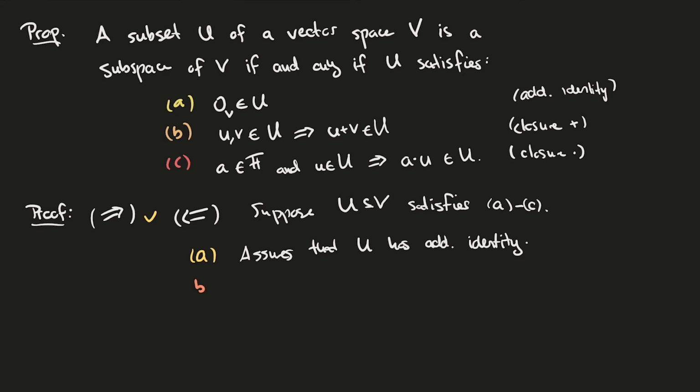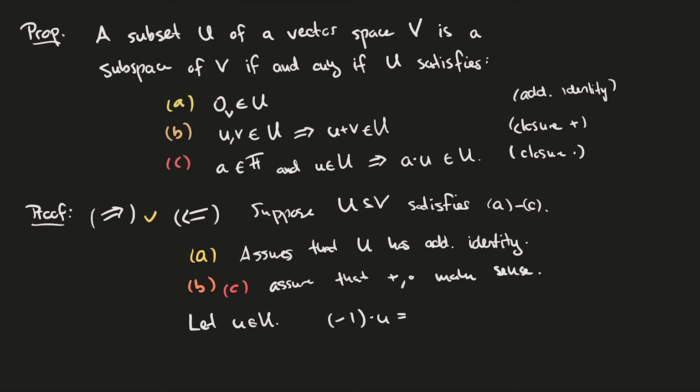Now, conditions B and C assure that the addition and scalar multiplication defined on U make sense, so that they are well-defined functions. There's one final existence property that we need to check, namely the existence of additive inverses. So let U be an element of U, and we now need to check that U has an additive inverse in U. From lecture 4, we know that -1 times U is equal to the additive inverse minus U.